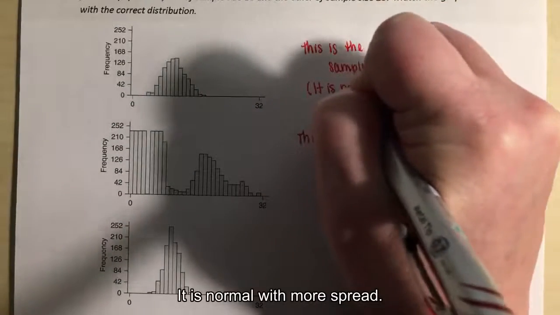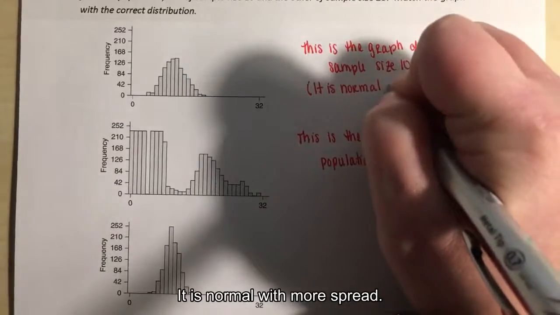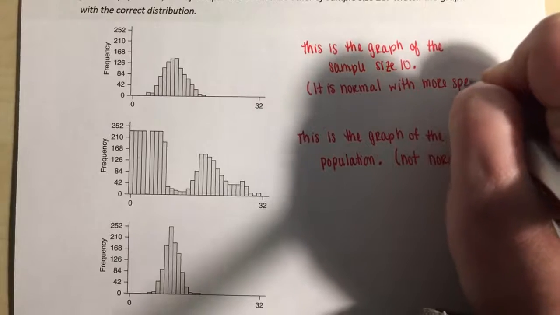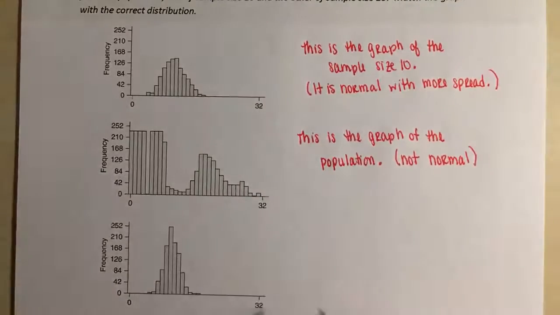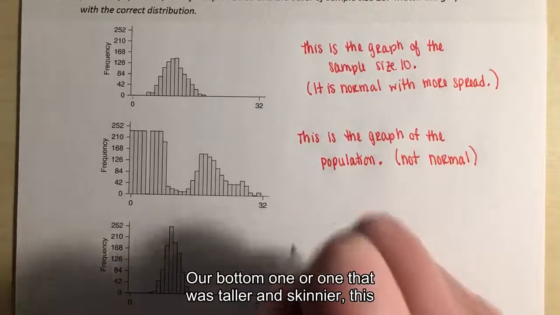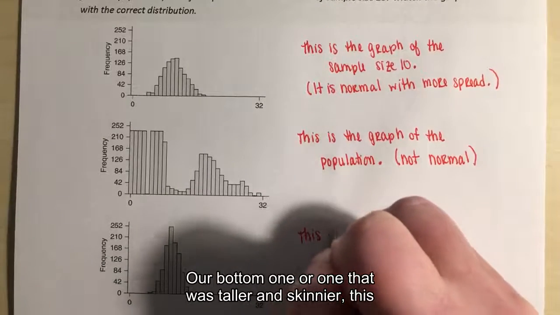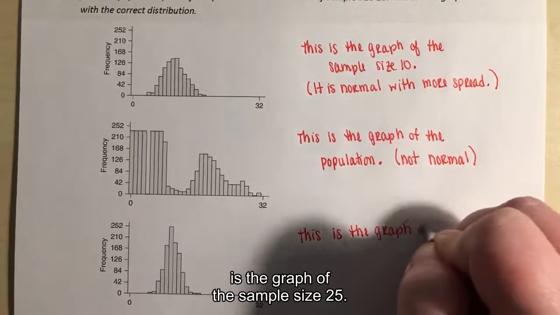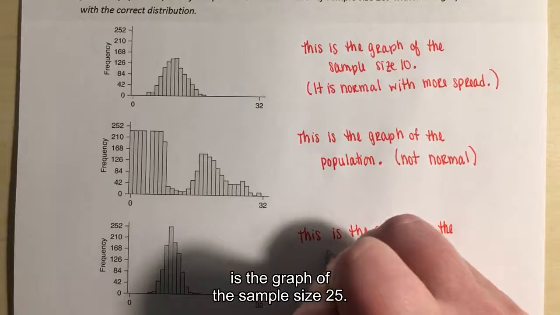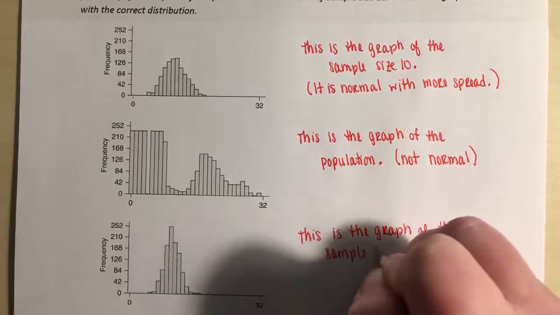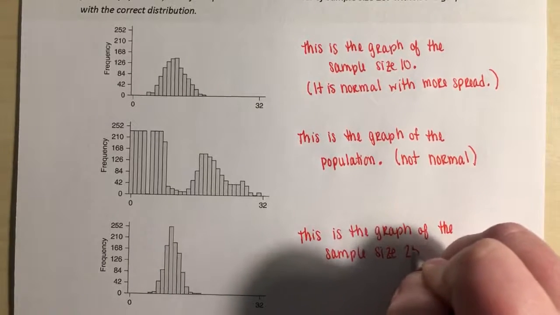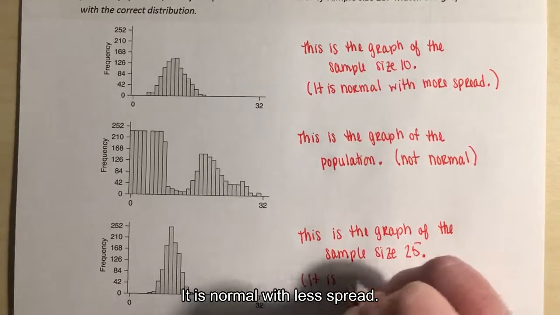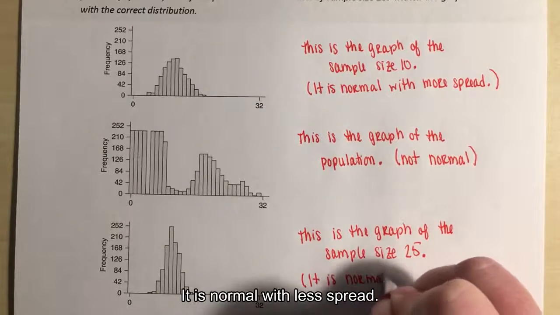It is normal with more spread. And our bottom one, our one that was taller and skinnier, this is the graph of the sample size 25. It is normal with less spread.